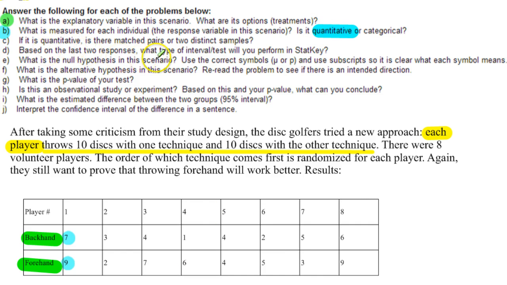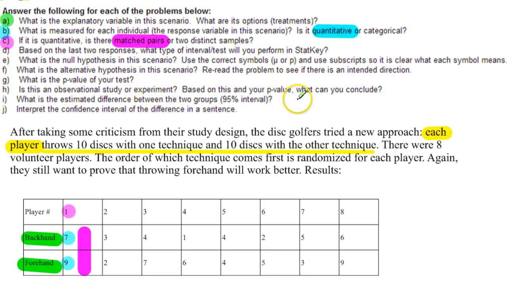It says if it is quantitative, are there matched pairs or two distinct samples? And this is the part that makes everything change. We said that we have one player right here throw with both techniques. One player is in both treatment groups, and that is what makes it a matched pairs scenario. There are not two distinct groups. As a result then, the type of interval or test that you're going to perform in StatKey is going to be a test of a single mean. We'll take a look at that in StatKey in a second.